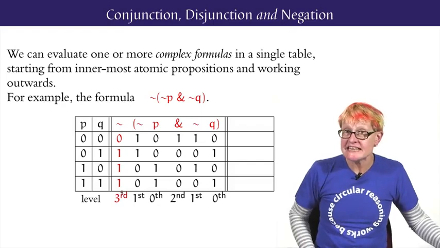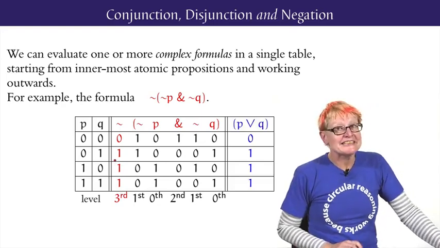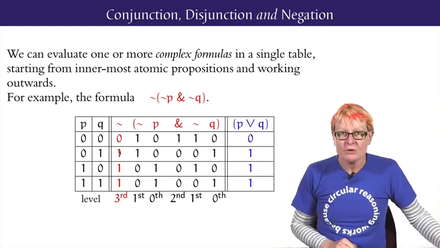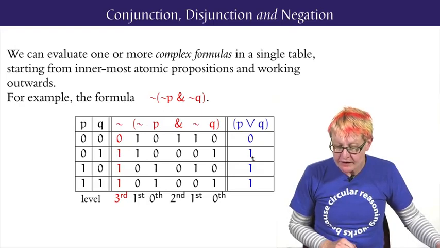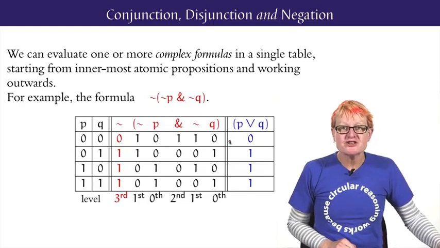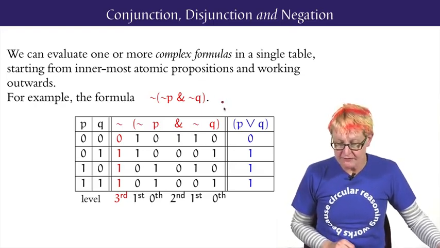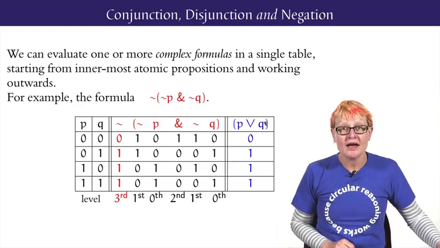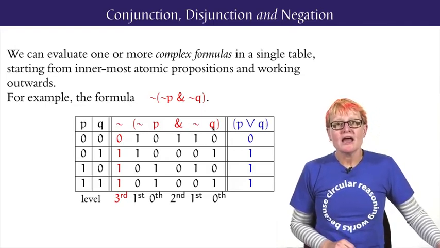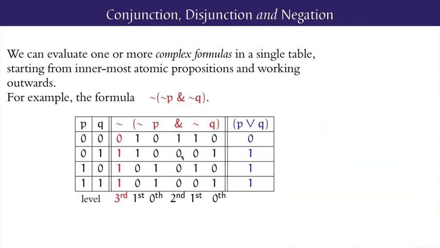Where have we seen this pattern before? Yes, indeed. This is exactly the same pattern as for disjunction, P or Q, 0, 1, 1, 1 down the column. This relationship of having the same truth table pattern that holds between the formula P or Q and the formula not P and not Q, is what's called logical equivalence. We'll return to this in a few lessons ahead.